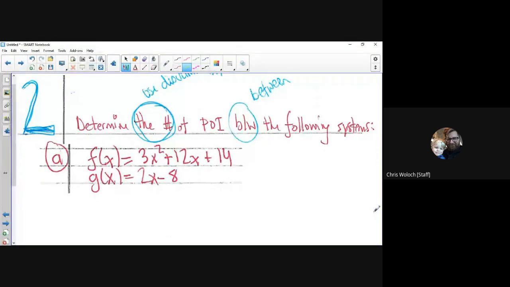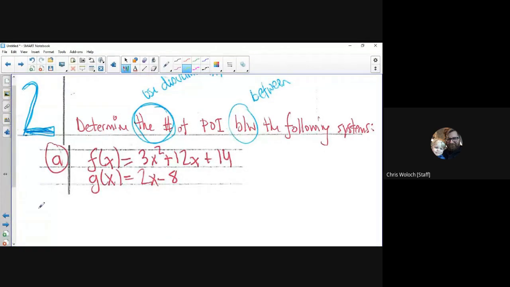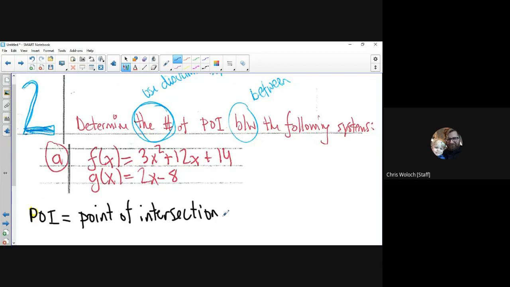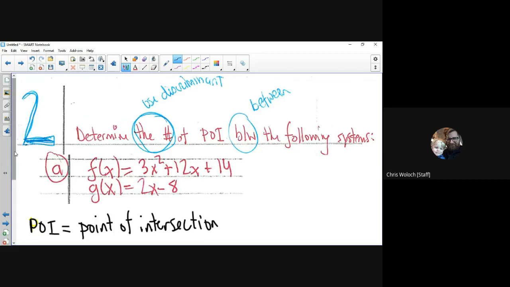So if you see POI here, that's just short form for point of intersection. All right. So again, we just want to figure out the number of solutions or the number of points of intersection, right? So remember, this just means solutions.